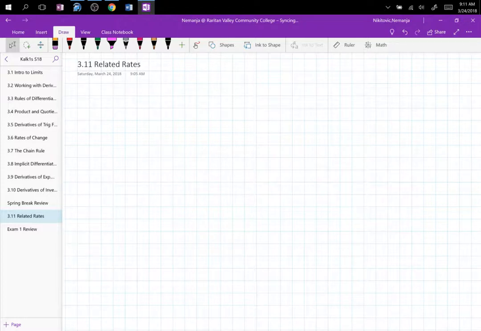So we are first going to take a look at the title and understand the title. So first of all, we have the word rates, and when you see word rates in calculus, you immediately think the derivative, because derivative as a rate of change, right? So we are going to be relating derivatives. It's plural, right? Rates. So you have to have at least two different derivatives per formula to create related rates.